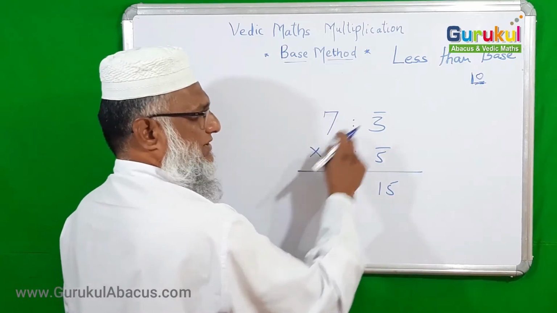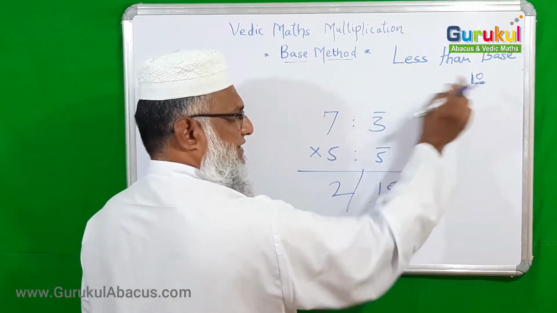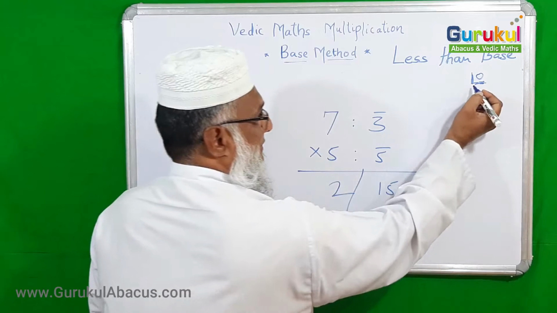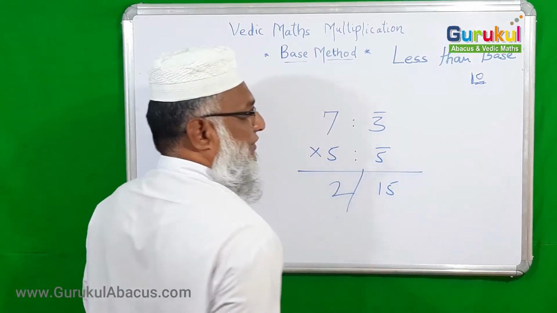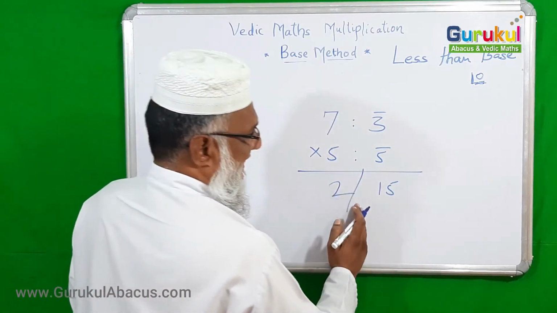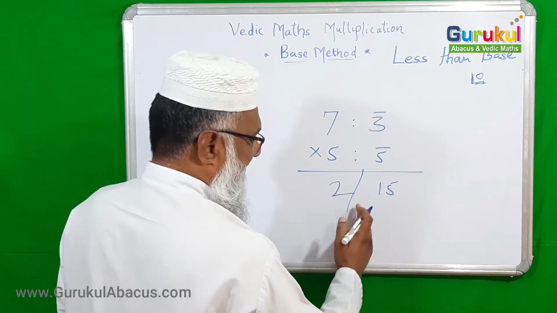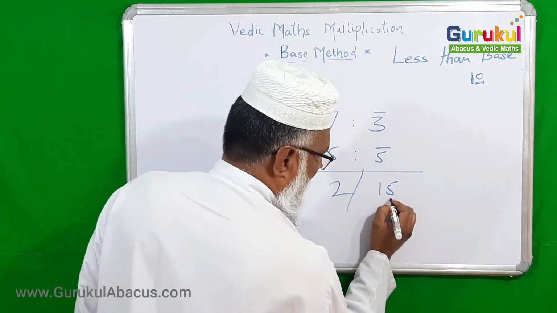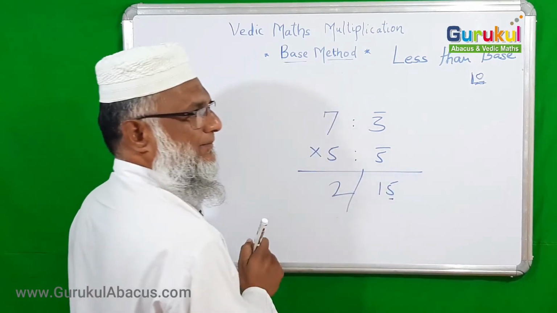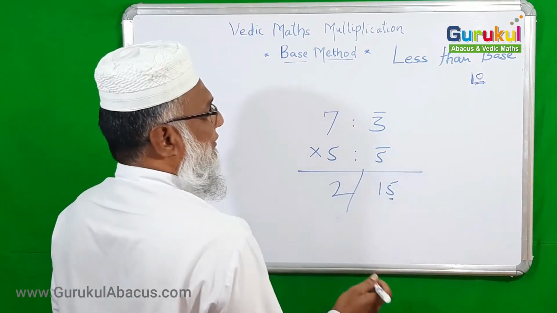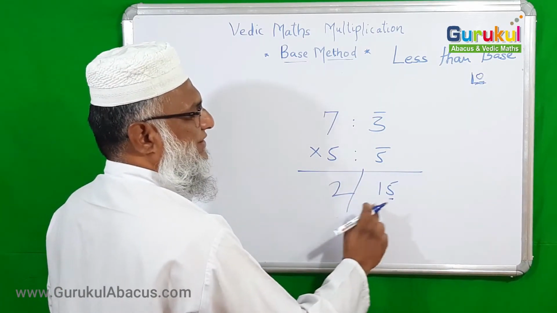As both numbers are near the base, near the 10, so 10 is our base of this example. The base having 1 zero, so as the right part of our answer we need only one digit here, because the base has 1 zero. So here we got a 2-digit answer.